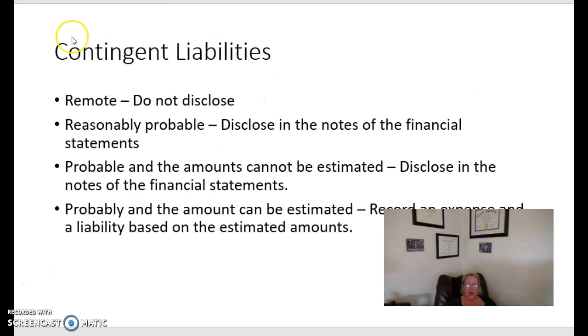And so if your lawyers or your accountants and all the people that are involved get together and they say, well, this could happen, but we really don't think it's going to. We're pretty sure that this is a frivolous lawsuit and the judge is going to rule in our favor. Then we would call that remote. And if it's a remote contingent liability, we don't have to disclose it. You don't have to say anything about it. Just ignore it, okay, because it's a remote possibility. It's more than likely not going to happen.